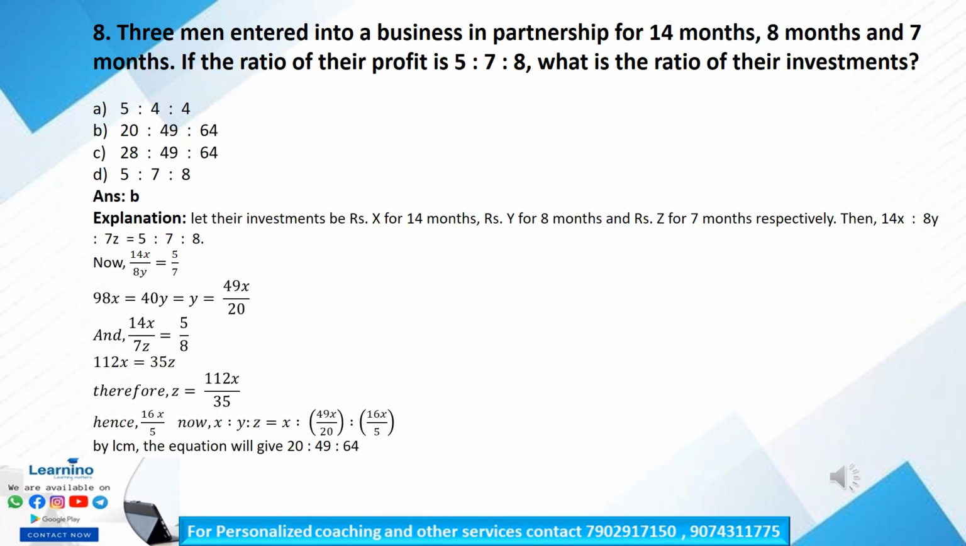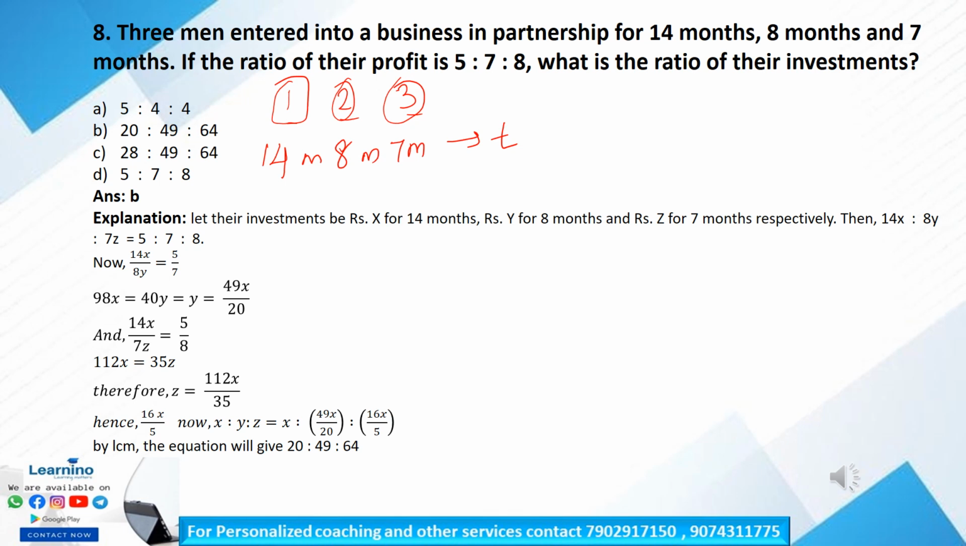So question number 8. 3 men entered into a business in partnership for 14 months, 8 months and 7 months. If the ratio of their profit is 5 is to 7 is to 8, what is the ratio of their investment? So there are 3 men, 1, 2 and 3. They have started a business: first man 14 months, second man 8 months and third man 7 months. This is the time they have taken for their investments.